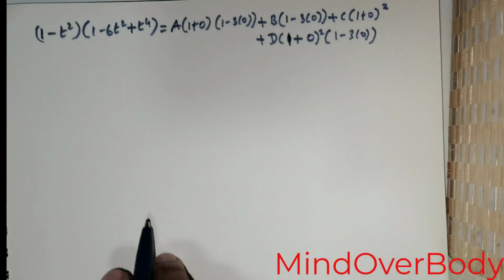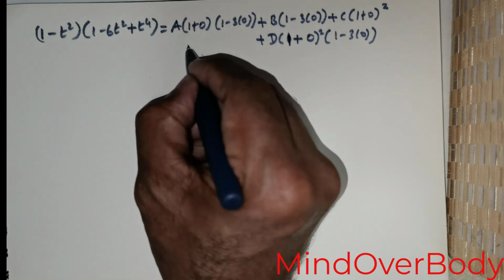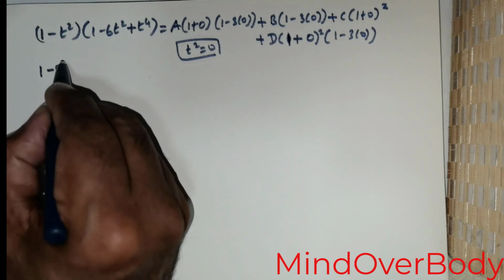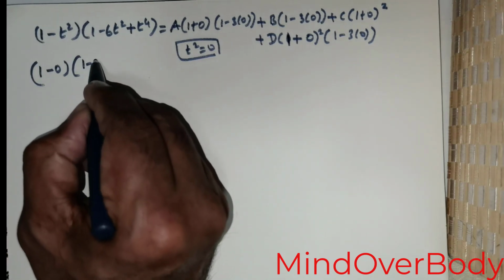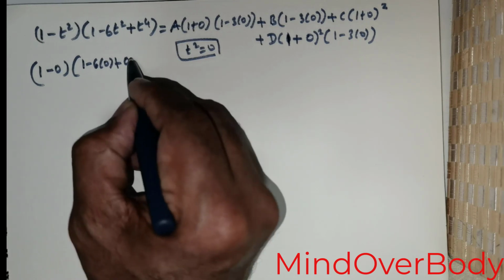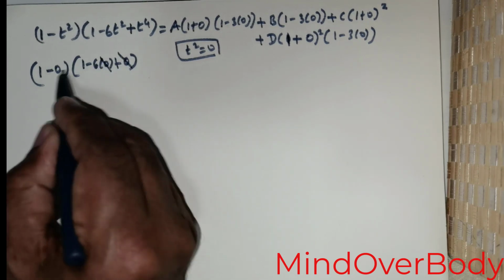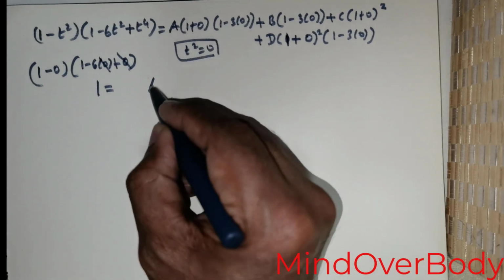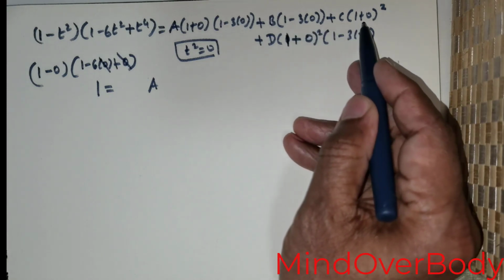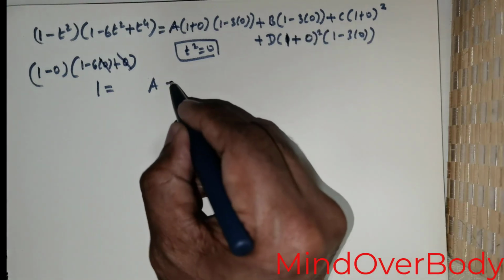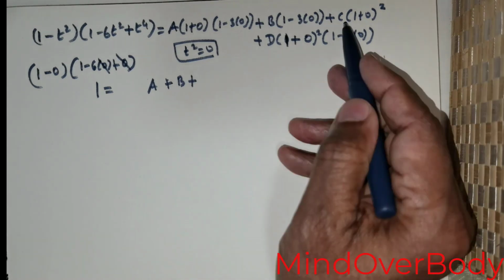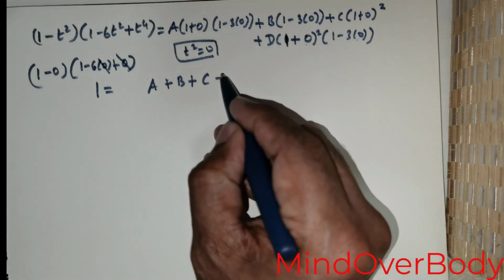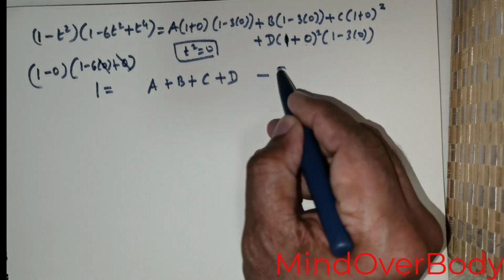So substituting, t squared is equal to 0. On the left hand side, this is going to give me (1 − 0) times (1 − 6·0 + 0), and this will get cancelled, giving me 1 is equal to, now obtaining the value, this is going to give me a, and then this is going to give me the value b, a plus b plus, this is going to give me the value c, and 0 0, this is going to give me value d. So this is one system we have got.